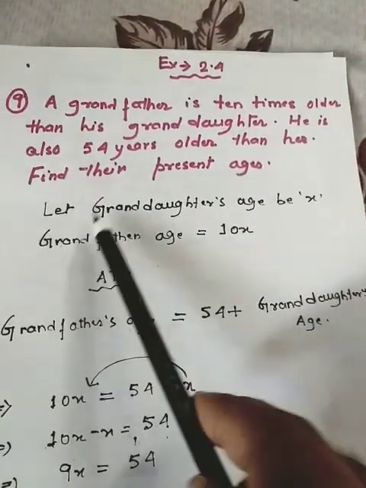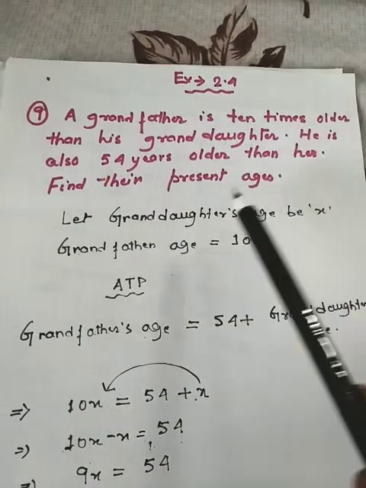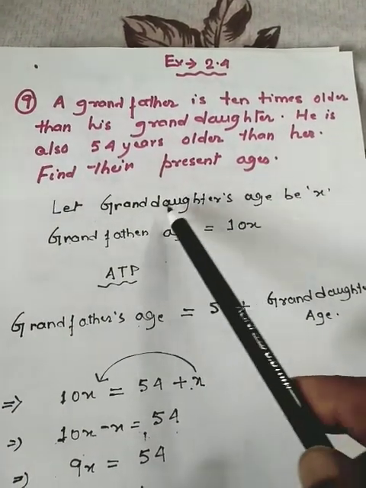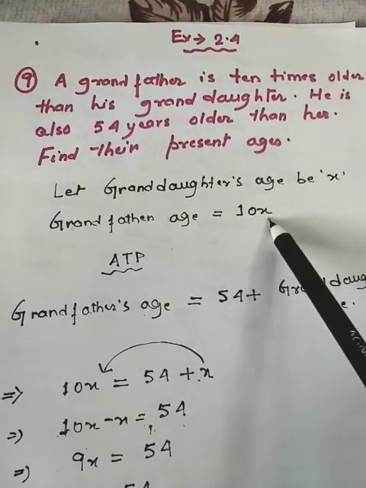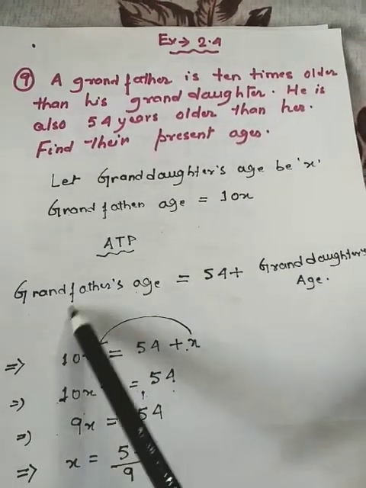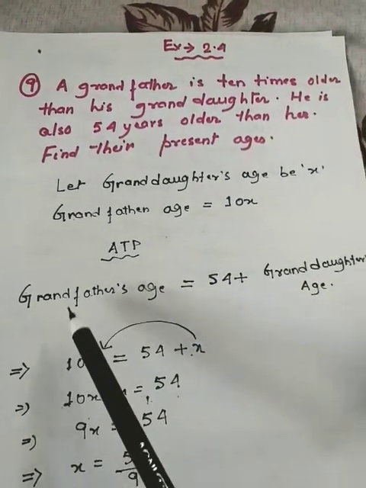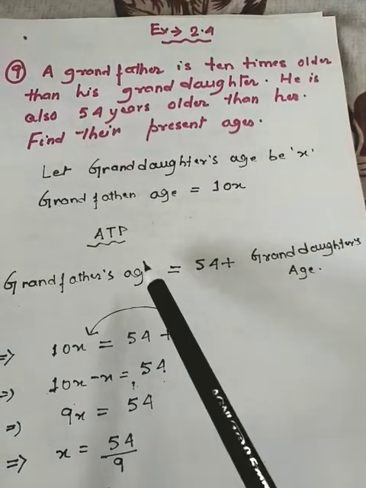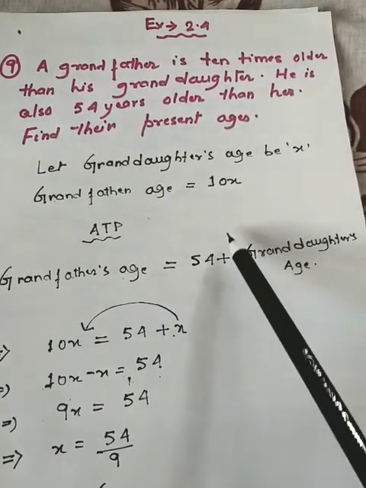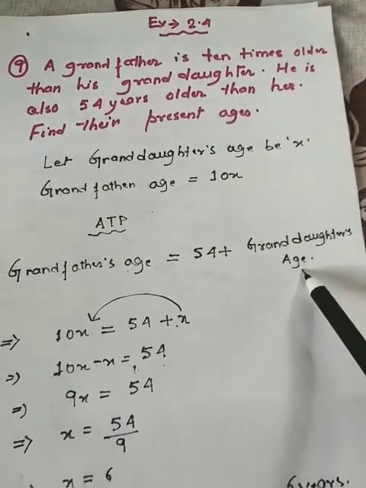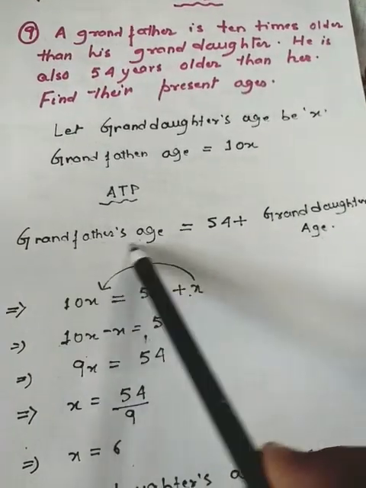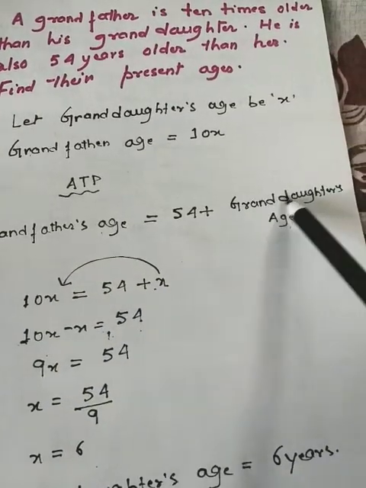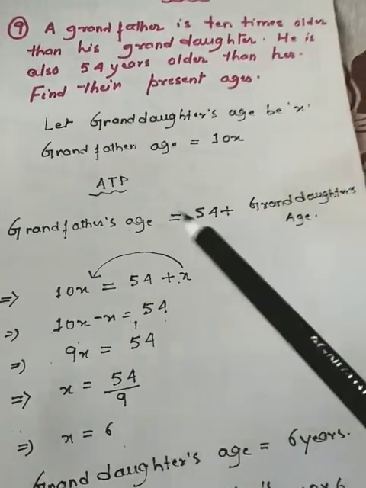Now let the granddaughter's age be x. So if the granddaughter's age is x, the grandfather is how many times older than the granddaughter? 10 times, that is 10x. Now, according to the second sentence, the grandfather's age equals 54 plus the granddaughter's age. That means the grandfather is 54 years older than the granddaughter. So what was the grandfather's age? 10x, isn't it? Equals 54 plus the granddaughter's age, x. So we have made the equation.